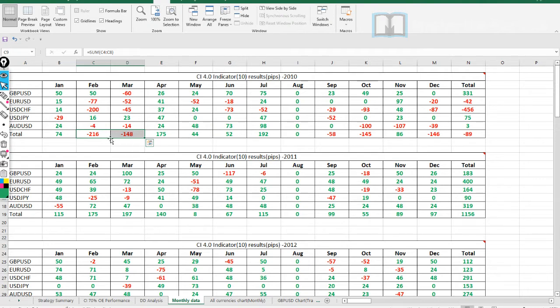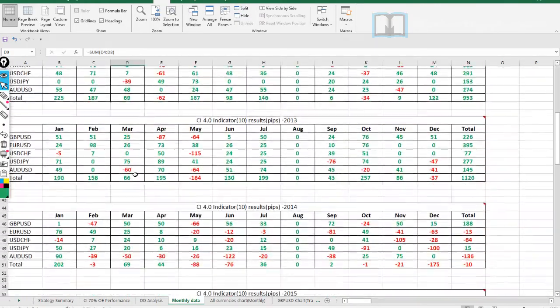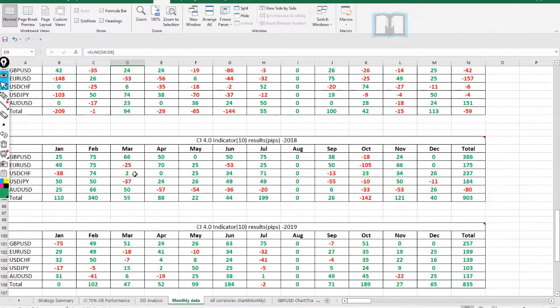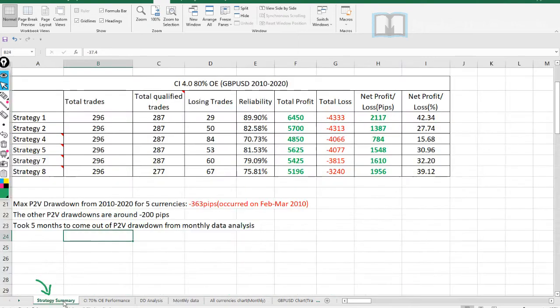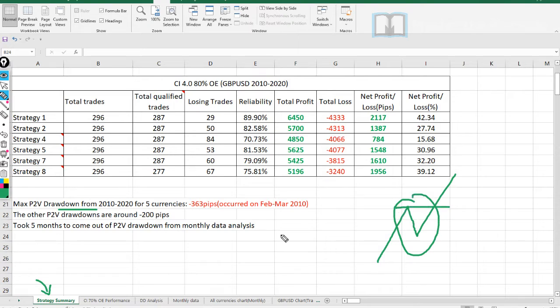Okay, so you can see over here the maximum drawdown is minus 363 in the analysis of all these years of drawdowns that we did take a look at. After analyzing all of that, we have the strategy summary in this tab, and you can see that the maximum peak to valley drawdown that happens before you get a new equity high is about 363 pips. The other P2V drawdowns are around 200 pips. This is just for currencies alone.